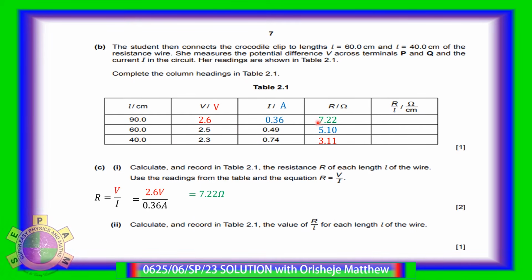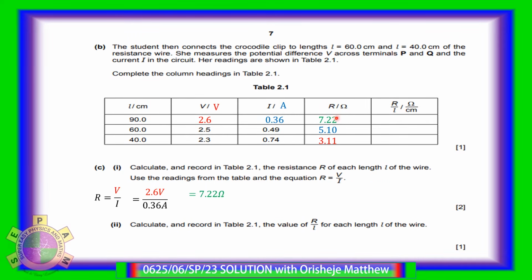So you do the calculation for each of them. This one gives 5.10, then 2.5 divided by 0.5, punch it on your calculator. Then 2.3 volt divided by 0.74 ampere will give you 3.11 ohms.